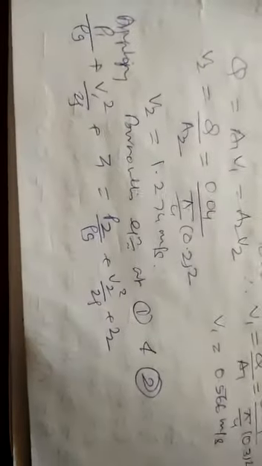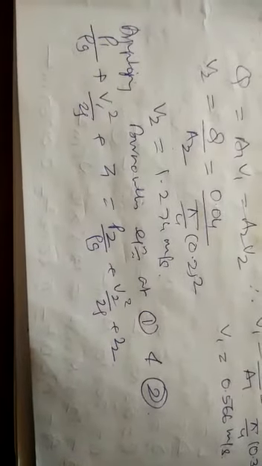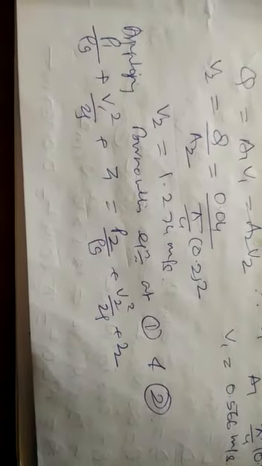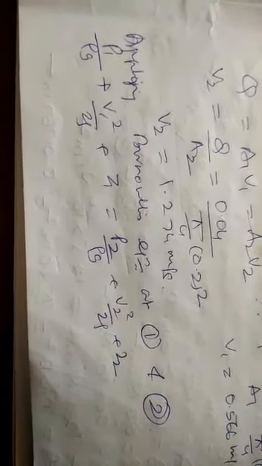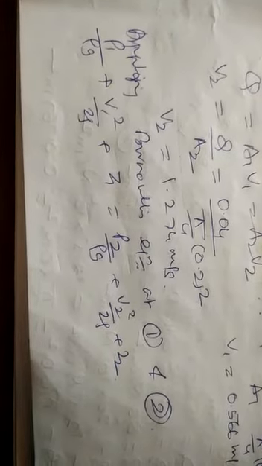Then apply Bernoulli's theorem at section 1 and 2. You know that the total energy, that is the sum of the pressure head, velocity head and datum head, at section 1 should be equal to the total energy at section 2. Now this is the equation corresponding to equations 1 and 2. So this is how we write it.